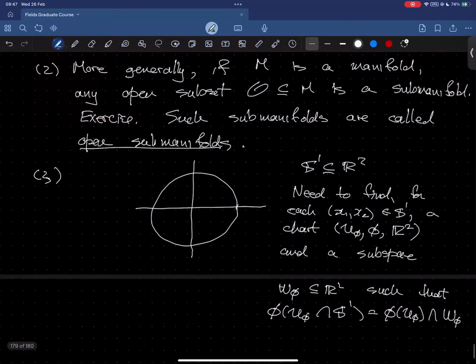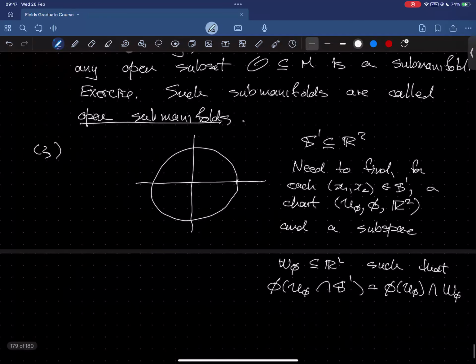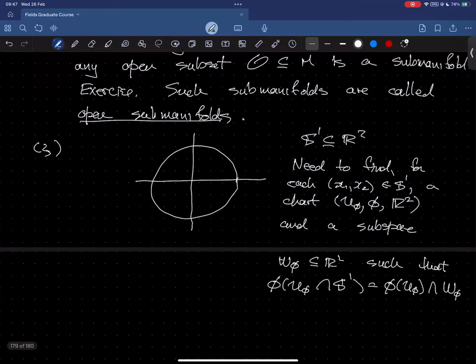All right, so you have to think this is not often the way you verify that something is a submanifold, but I'm doing this just to show how the definition works. Usually there's easier ways to show that things are submanifolds, especially in finite dimensions. In infinite dimensions, things are more complicated.